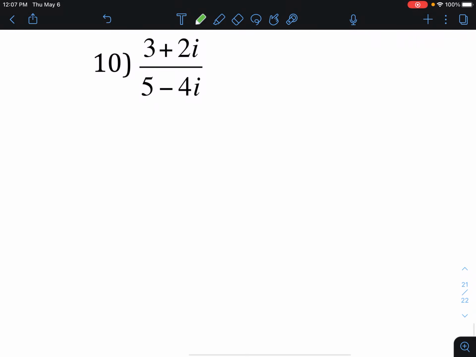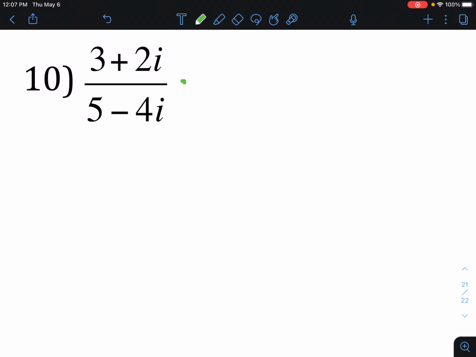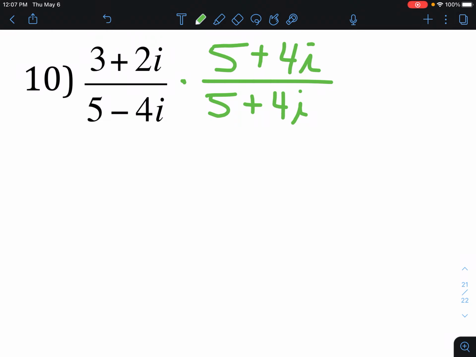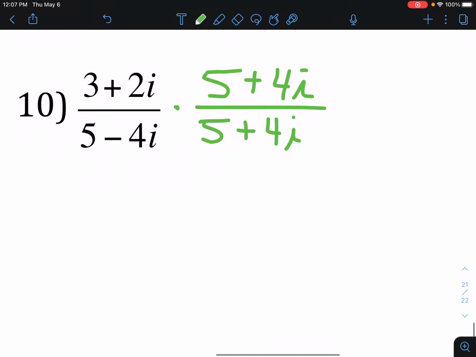All right, number 10, we are not allowed to have denominators with imaginary numbers. So we have to multiply by a special fraction. We look at the denominator. It is 5 minus 4i, so we have to do the conjugate of that, which is 5 plus 4i. So we're going to be foiling the top, foiling the bottom, and then combining like terms. So let me start with the top.